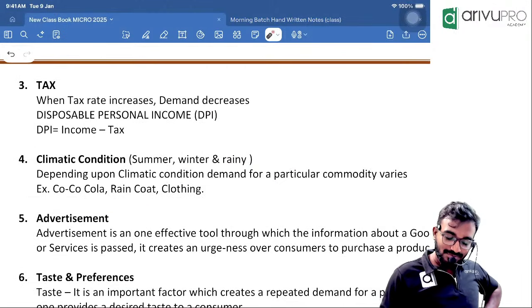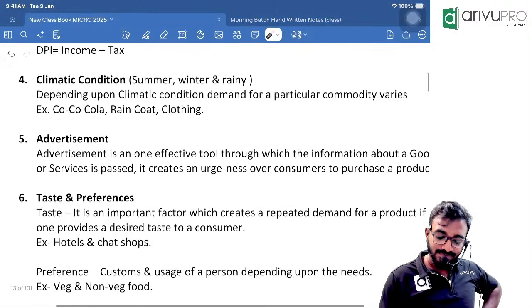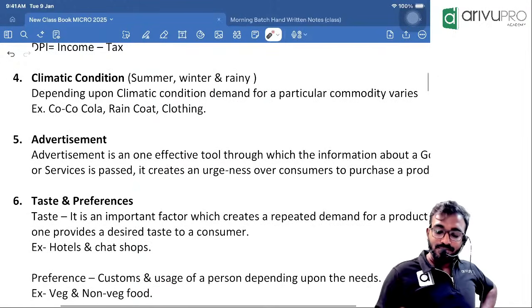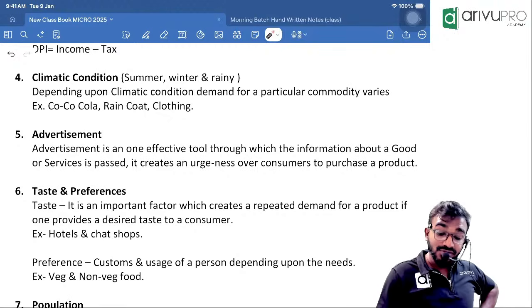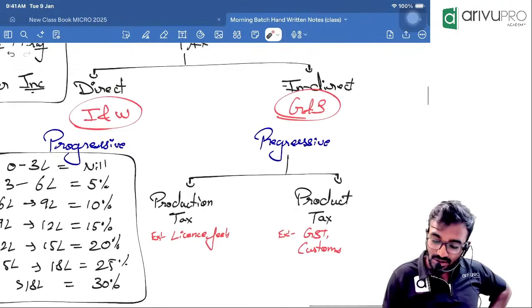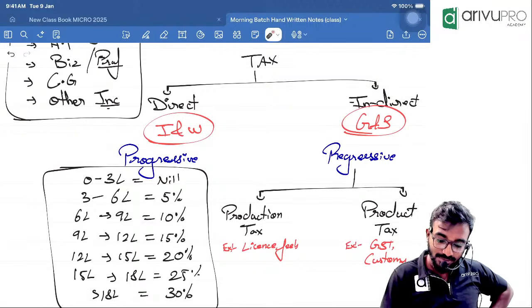Done. The fourth one, climatic conditions. Write down, I will dictate. One second. Tax, yeah, this one. This part you have to write. One second, wait. The slab rate system you can remove.